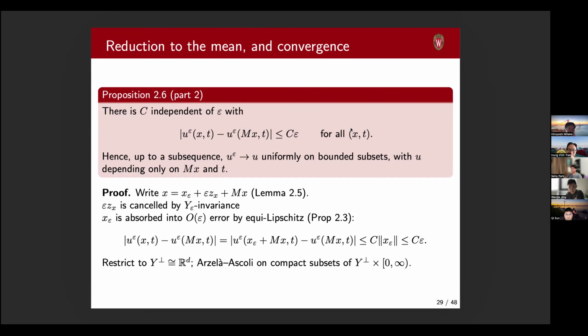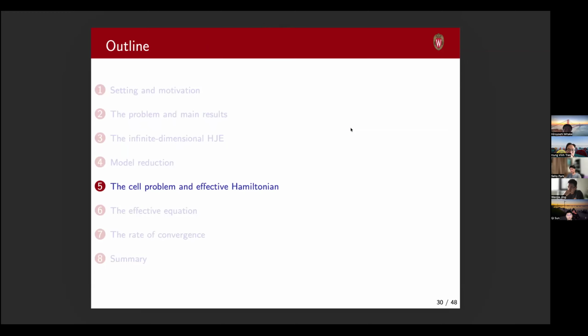Okay, so yeah, we restrict the function into the finite dimensional space, so we have the convergence, and also we have that the limit u only depends on the mean configuration. So basically, we show half of the first theorem. So now I want to explain why the limit satisfies the effective equation and what the effective Hamiltonian is.